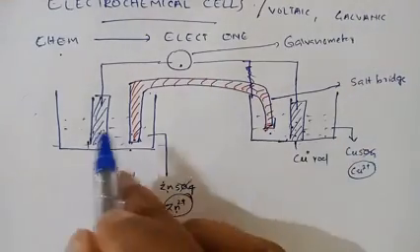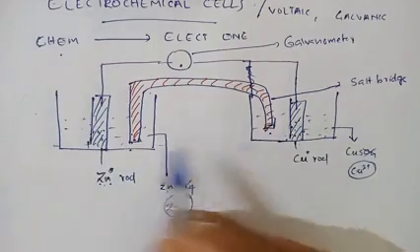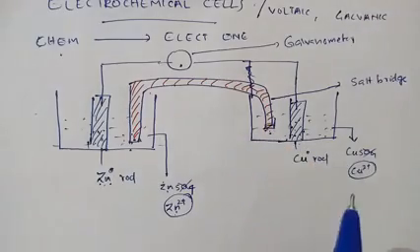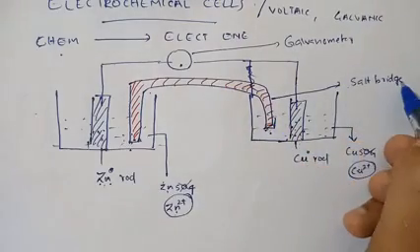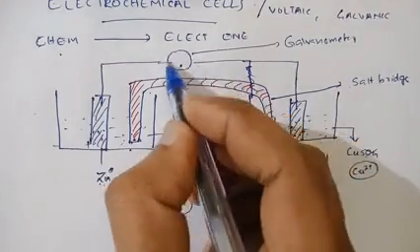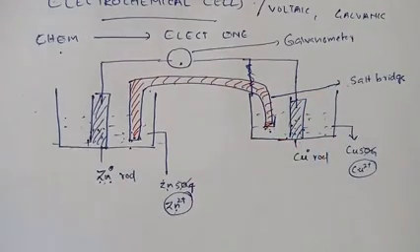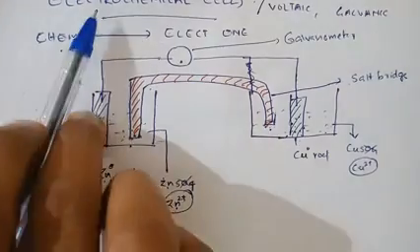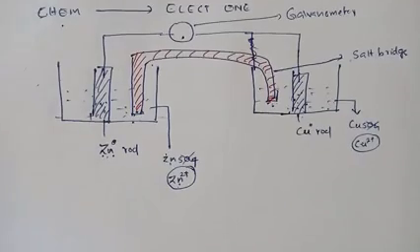So here the setup is zinc rod, copper rod. These two are electrodes. Zn2+ and Cu2+, these two are electrolytes. There is a U-shaped tube called salt bridge, and one galvanometer is there. So this is the experimental setup of an electrochemical cell. Clear? This is an example for electrochemical cells.